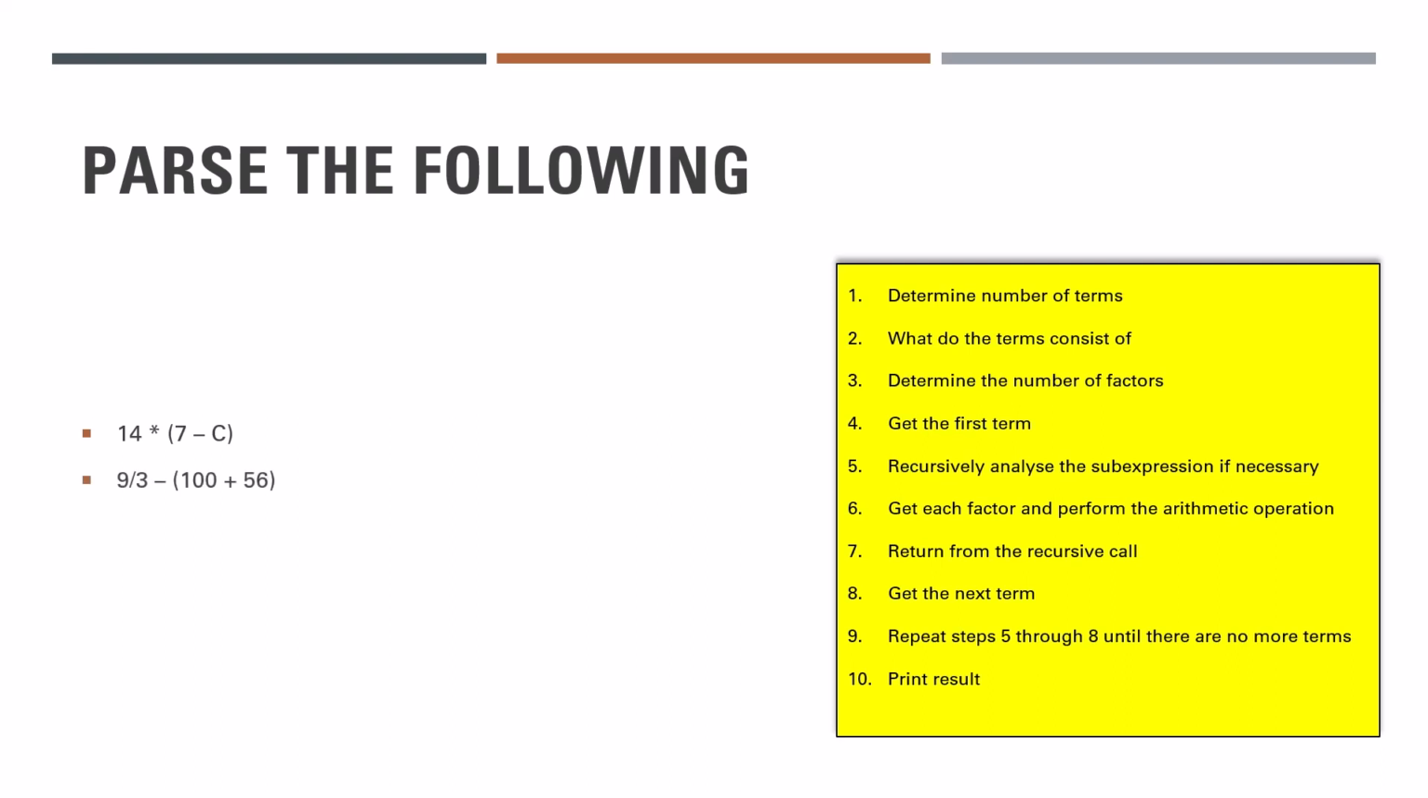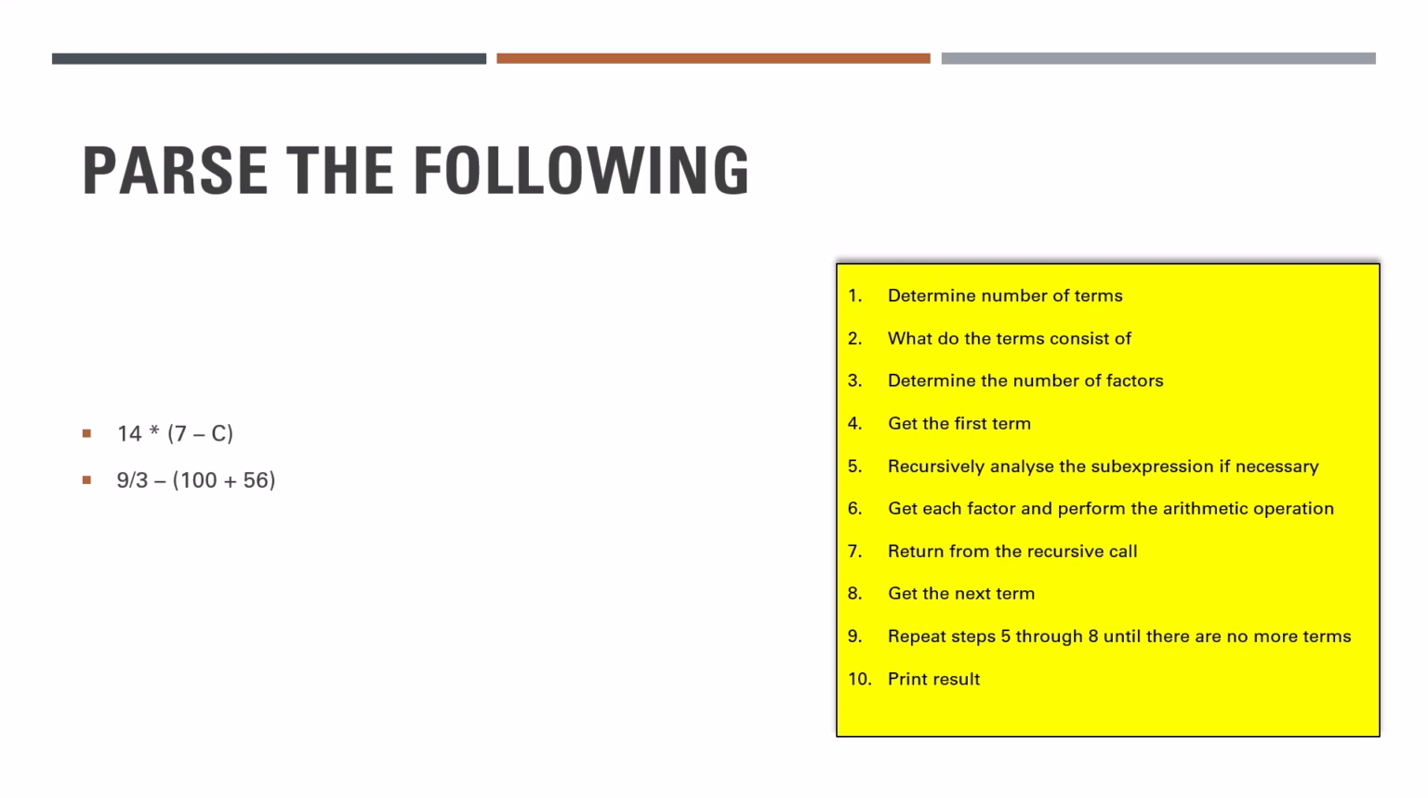Let's look at another. Again, determine the number of terms. We've got 2 terms there. What do the terms consist of? The first term consists of 2 numbers. The second term again is a parenthesized expression consisting of 2 numbers. Determine the number of factors. Here we've got 4. Get the first term.